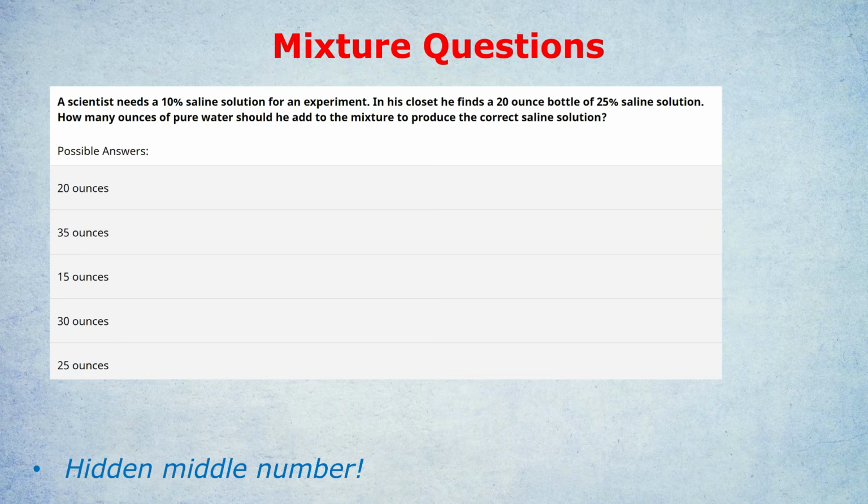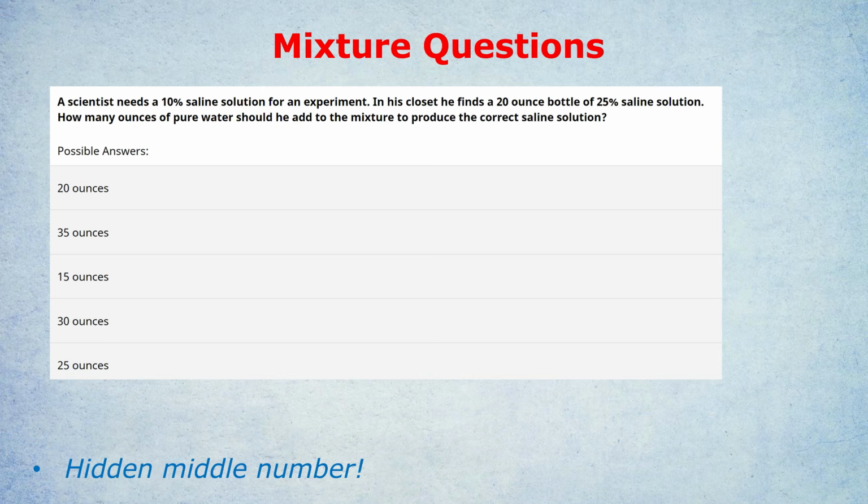I know what you're thinking. No middle number. We're going to have to do some long, complex algebraic equation. No, there is a middle number. He wants 10% saline solution. What he's got is 25% saline solution, and then he's going to add water. But if it's pure water, what percent of pure water is salt? 0%. So if he's adding pure water, he's basically mixing in 0% salt. And that was the hidden aspect of this question that they were hoping you didn't spot.